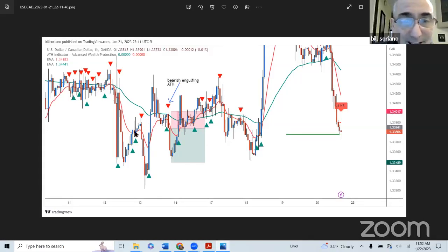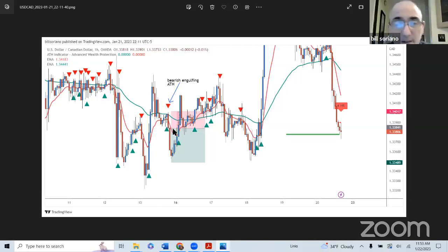Right here, price is down, right? Price comes back, touches the 62, the green line here. We get a big bearish engulfing. And again, the ATH signal, this red triangle here, comes out on the second candle of that 2-candle pattern, which is a bearish engulfing. And we take that trade right there.